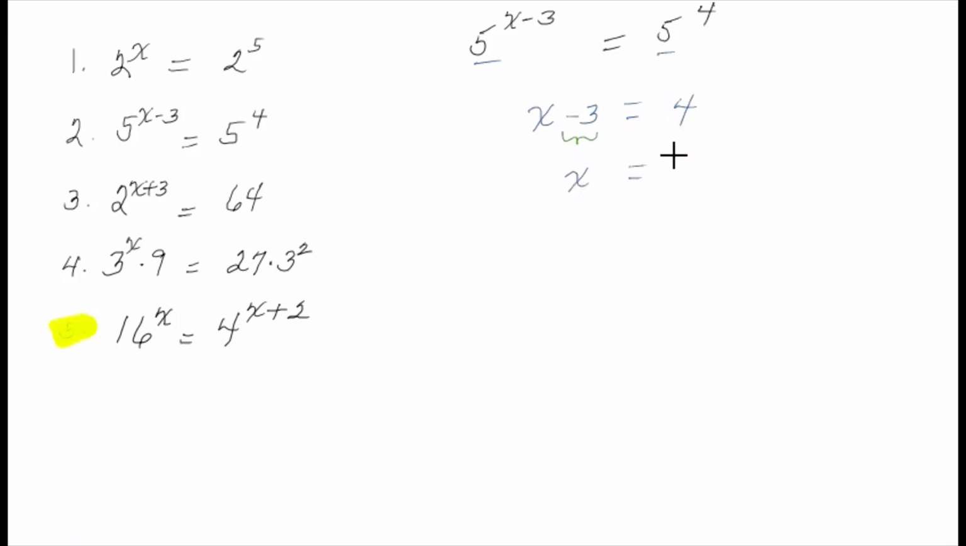Taking this over here, I'll have 4 plus 3. Why plus? Because over here it was minus, right? So we're transposing, right? So again, what we're doing here is we're reviewing your ability to solve equations, okay? So the answer here is x is equal to 7. X is equal to 4 plus 3.